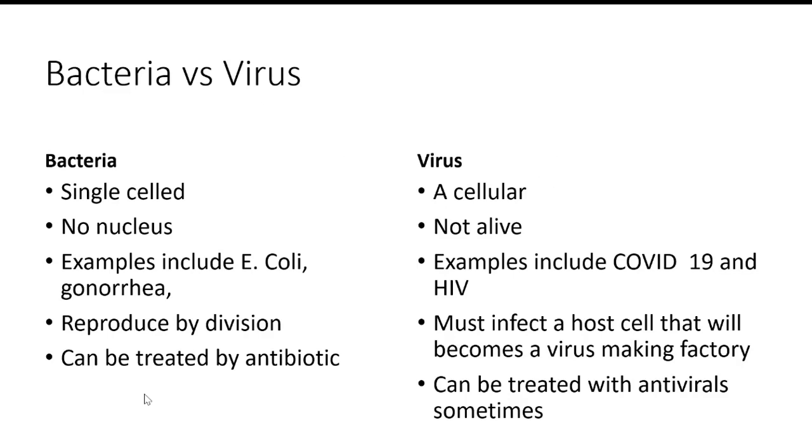Bacteria include things that are single-celled. They lack a nucleus. Examples include E. coli, gonorrhea, leprosy. They reproduce by division, meaning one cell becomes two cells become four. These can be treated by antibiotics. So if you've ever gone on antibiotics for a chest cold, it usually means you've developed some sort of bronchitis that they established was bacterial based.